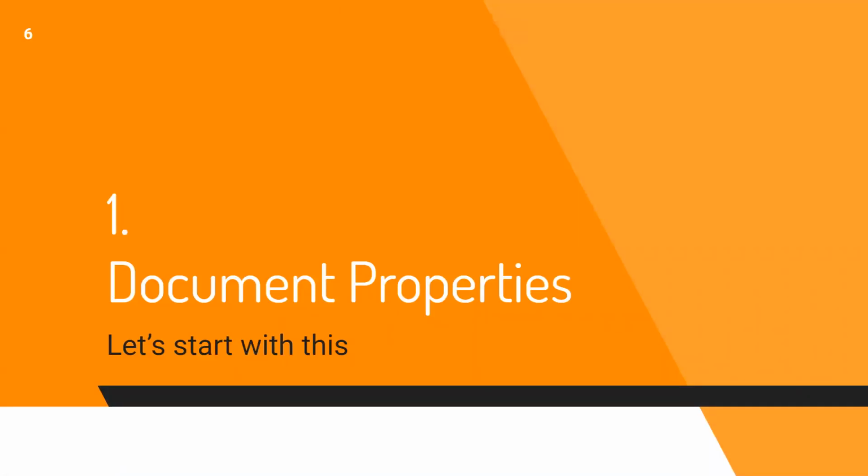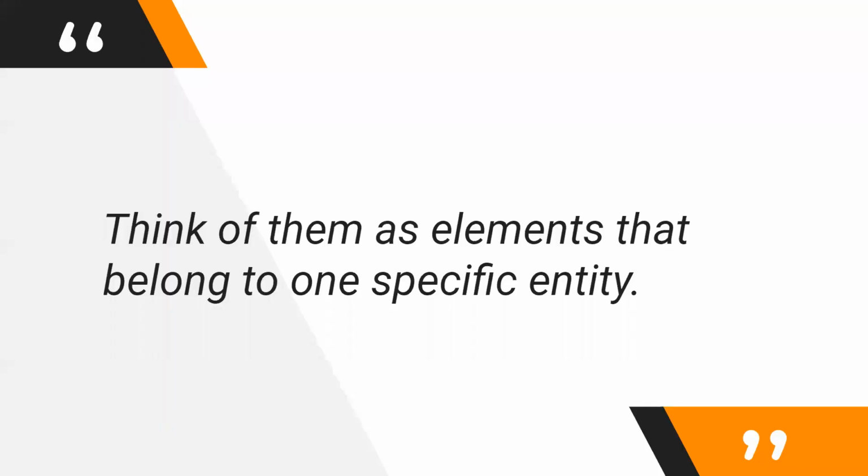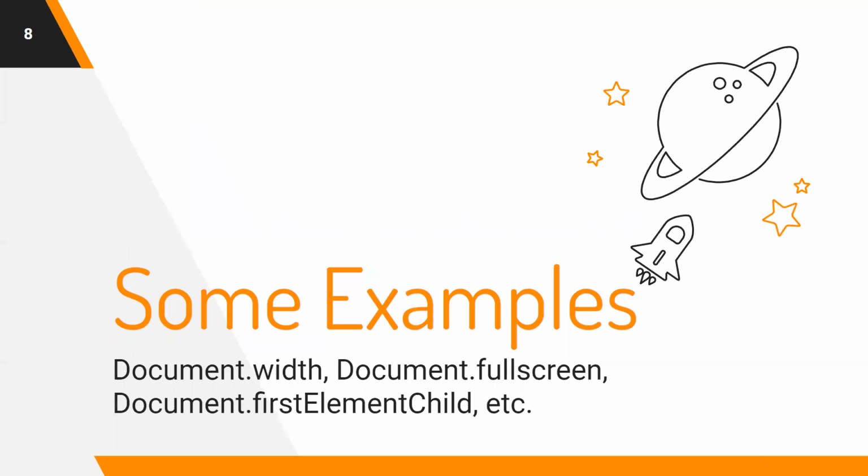Let's define what the properties are. Let's think of them as elements that belong to one specific entity. Let's say that entity is a web page or the document. Some of the properties are the color, for example, the size, the fonts, and also certain elements within that entity that have their own properties, so we can understand it better. There are many other properties, and let's see some of those examples.